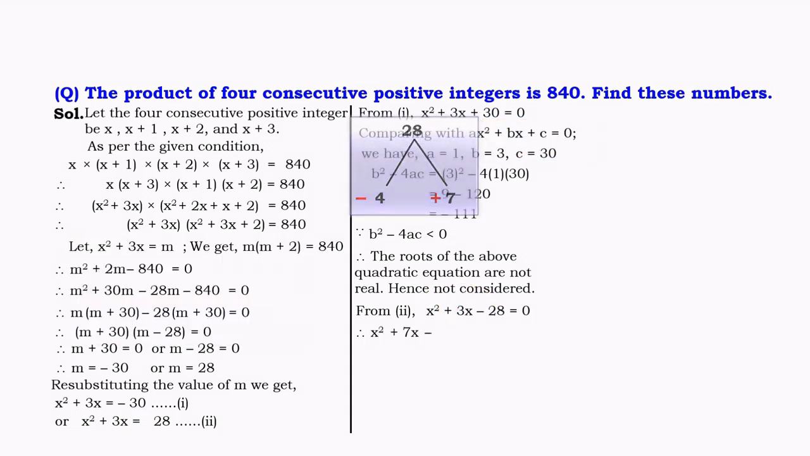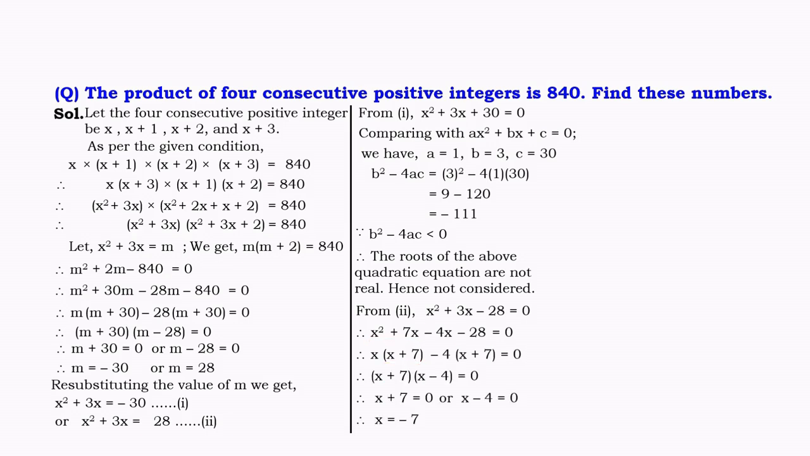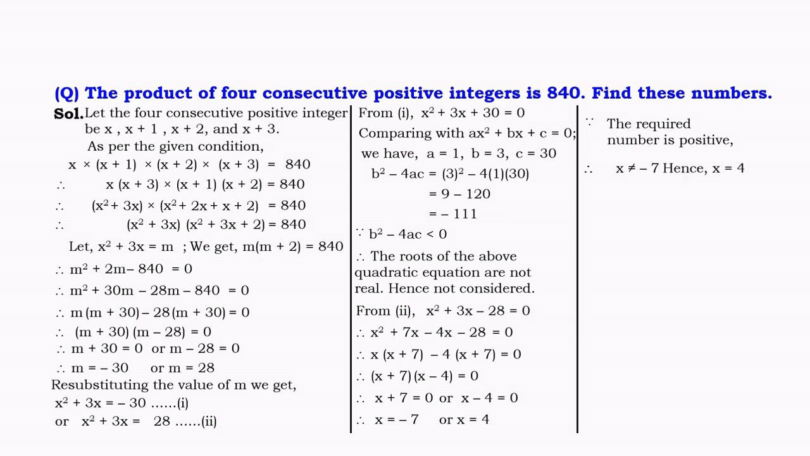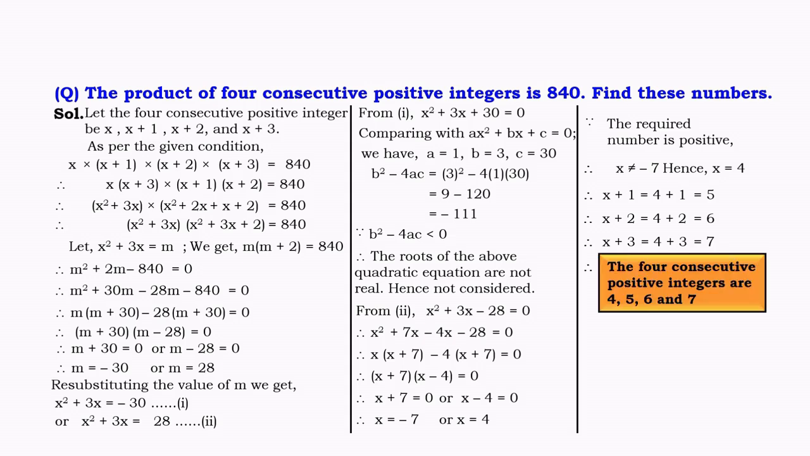Since the question asks for positive integers, x cannot be minus 7. Hence, x equals 4. Substituting this value, we get the 4 consecutive positive integers as 4, 5, 6, and 7. Therefore, the required 4 consecutive positive integers are 4, 5, 6, and 7.